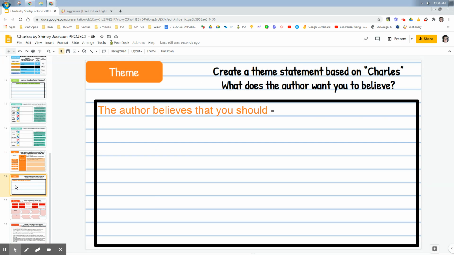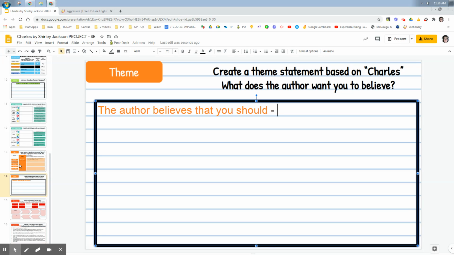On slide 14, we're continuing theme. So as you finish slide 13 and found your topics and your explanations, now you're creating a theme statement based on Charles. So right here in this box, it says the author believes that you should. So you're going to be typing in an answer to finish the sentence. So think about those 3 topics that you chose from slide 13. What do you think the author wants you to learn about those topics?